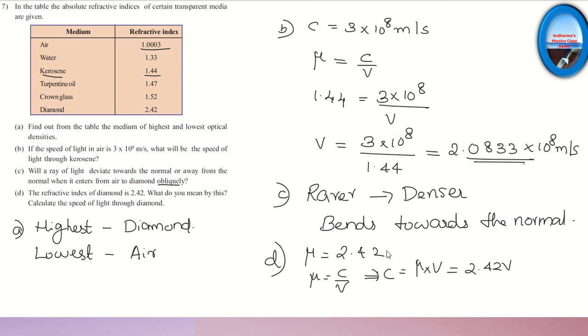Now calculate the speed of light through diamond. So how do you calculate the speed of light through diamond? V is equal to C by mu. C is 3 into 10 power 8 and mu is 2.42.